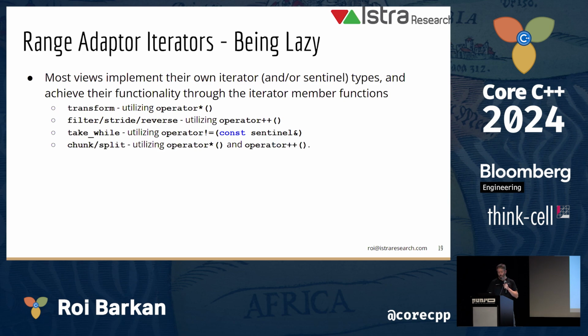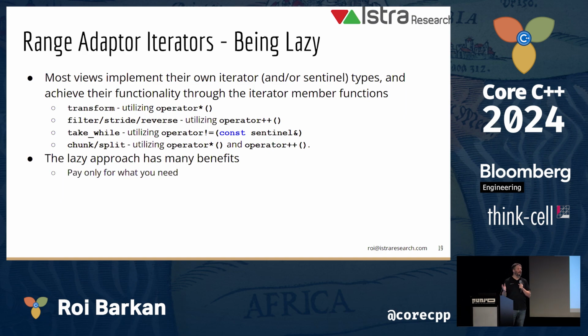Okay? And then chunk and split, they need to change both the dereference and the plus plus operators, and you can think of many other cases where the more complicated the adapter, you might need to change more operators or other options of the iterators that you implement. And the lazy approach, the reason that we're writing these things, has a lot of benefits. First of all, we pay only for what we need. If we don't need to complete the entire iteration, we don't need to pay for actually doing all the work for the entire range. This gives us inherent support for infinite ranges if we want.